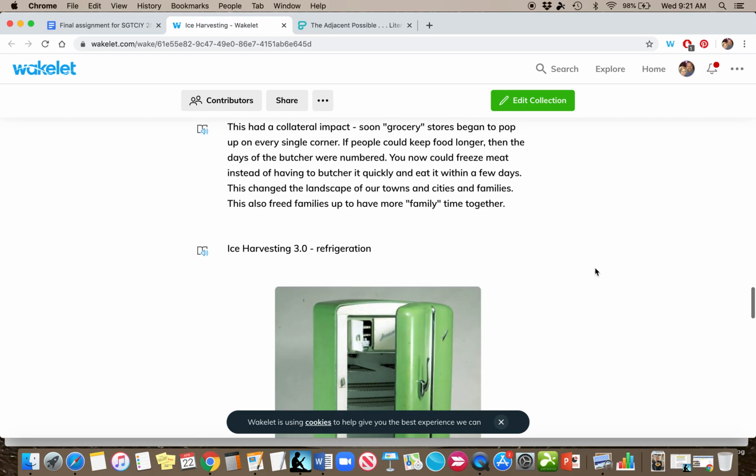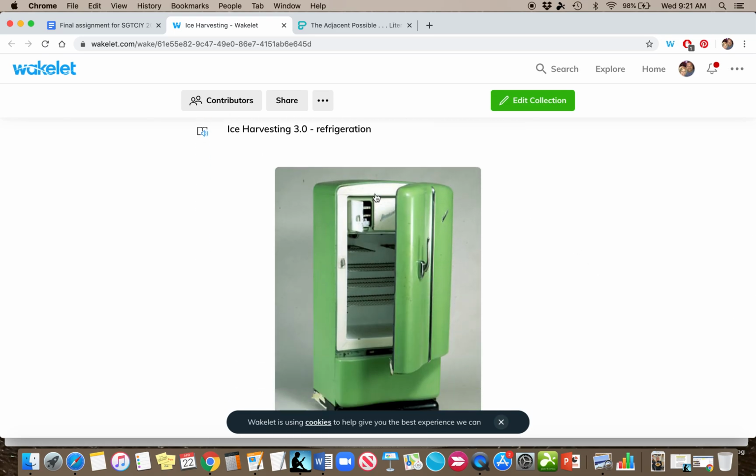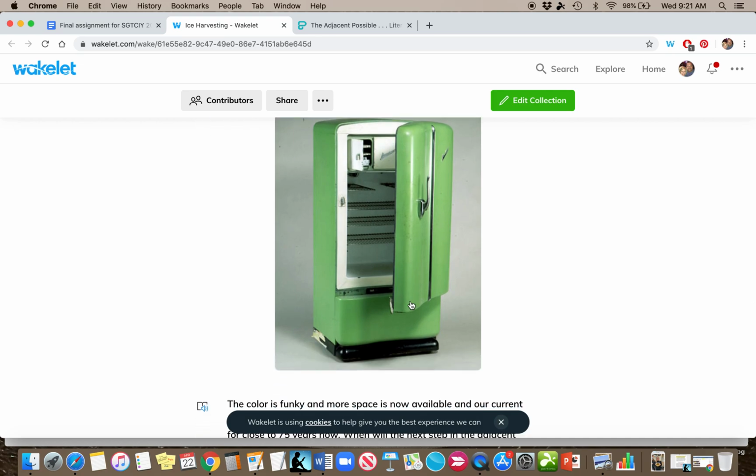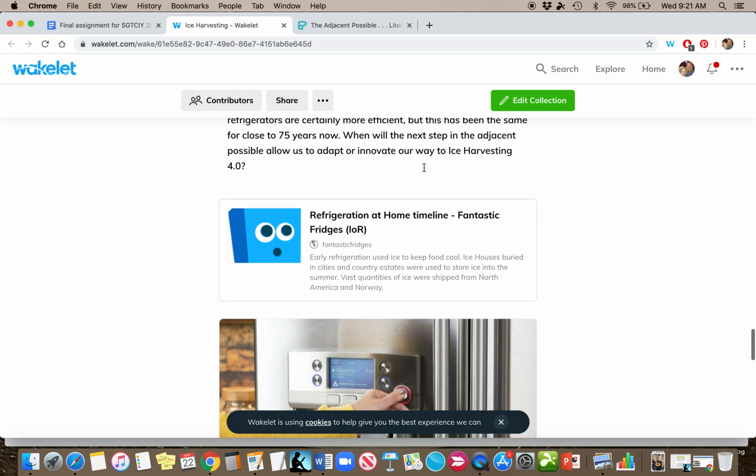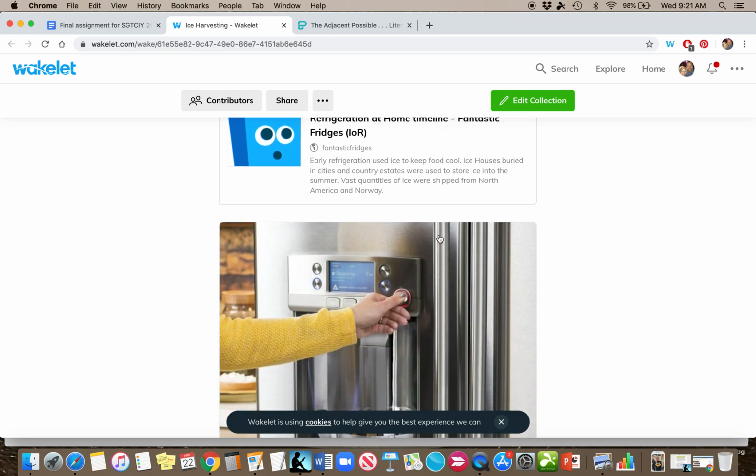Now, that would lead to an innovation. Eventually, refrigerators were born. That's ice harvesting 3.0. Because they were able to push the boundaries more and think, maybe we don't need to freeze ice in factories and haul it around. We'll create a device that will just run off electricity and keep everything cold so we can dispense with the ice. And sure enough, things have improved a little bit.